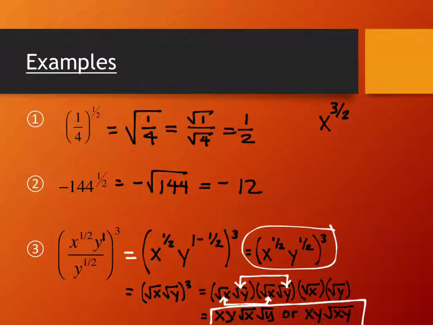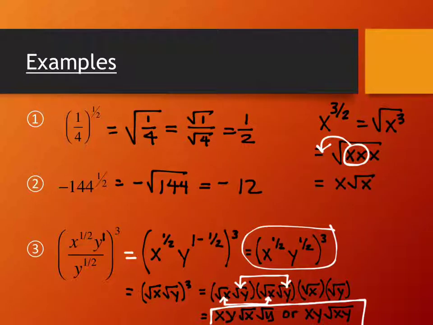And x to the 3/2 is the same thing as the square root of x cubed, which is the same thing as having the square root of x times x times x. And 2 of these x's can come out, leaving you with x square root of x. So it's just a different way of processing the same information. And of course the y is the same way in that problem. It's not any different.